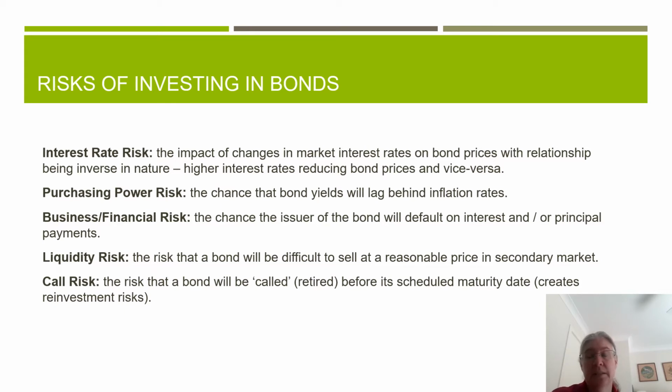There's liquidity risk. Imagine you bought a 10-year bond, and partway through you want to cash it in. It can be hard to sell them in the secondary market. Then there's the call risk, which is something we haven't talked about before. That's the possibility that the bond will be called or retired before the maturity date. So that means you've ended up with money that you weren't expecting. You thought you were going to get it in 10 years, you've received it after 7 years. What are you going to do with that cash to invest it?